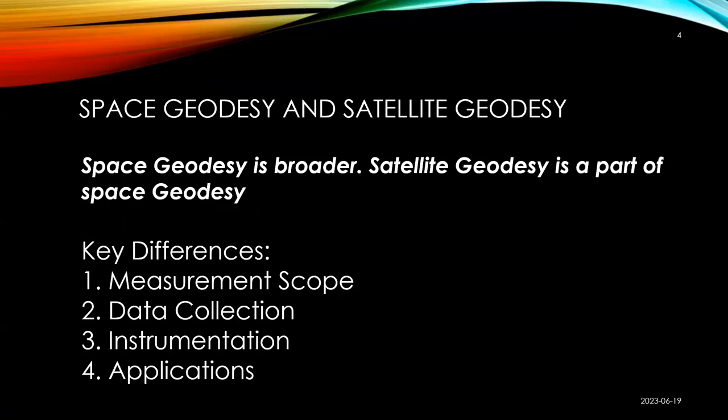But before that, I want to emphasize that space geodesy is a broader concept than satellite geodesy. In fact, satellite geodesy is a part of space geodesy. The differences are related to the measurement scope, data collection, instrumentation, and applications. They have different goals. For example, when you use GNSS, your focus is mainly on the techniques of measuring the Earth. This is satellite geodesy. You use mainly artificial satellites, but in space geodesy, we go beyond, much wider. Let me explain this in the next step.